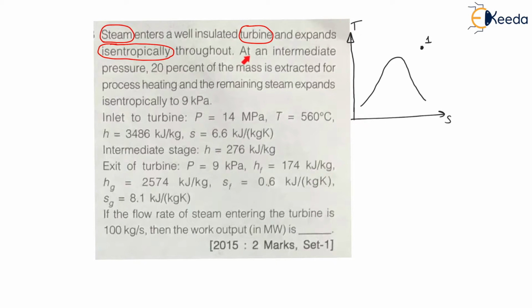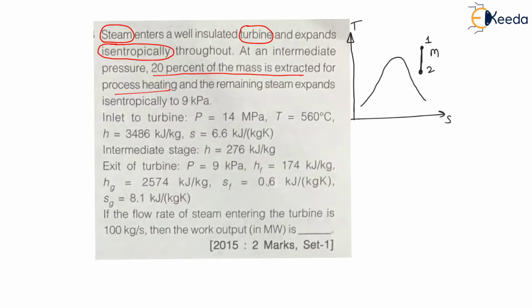Now let us read the second statement. At an intermediate pressure, 20% of the mass is extracted for process heating and the remaining steam expands isentropically to 9 kilopascal. Now here means from 1 to 2 we are going to expand here, right? Let us say 2 is somewhere here, right? Now my dear students, from 1 to 2 total mass is m. Here total mass circulating is m, but from 2 they are saying that from 2 20% mass is extracted for process heating. Here they have given from condition 2 20% mass is extracted for process heating and remaining steam expands isentropically to 9 kilopascal, right?